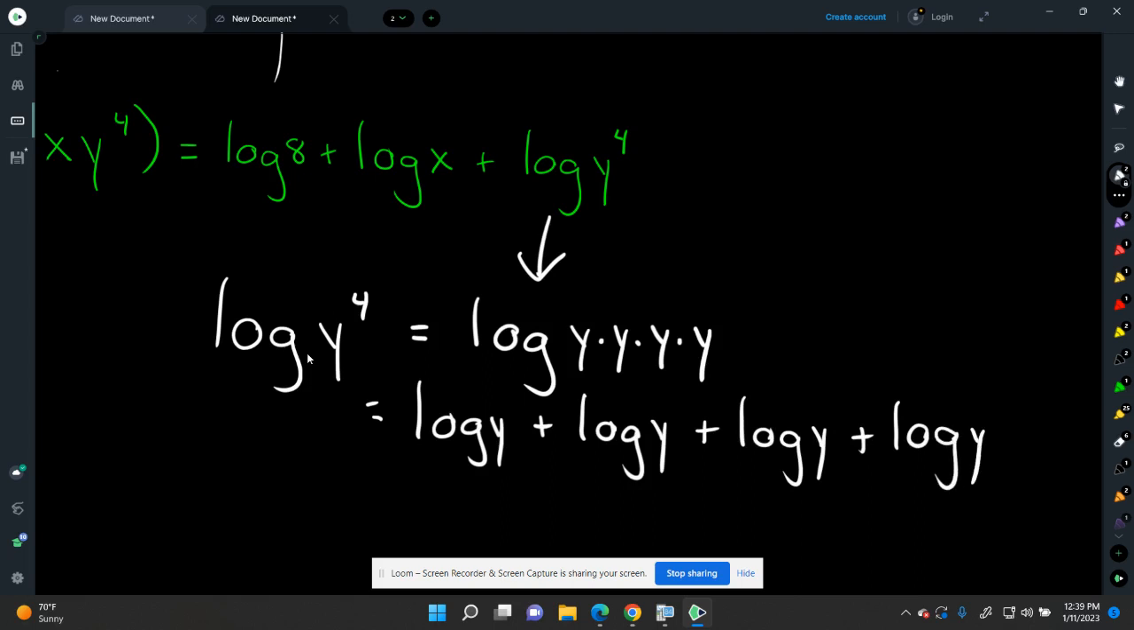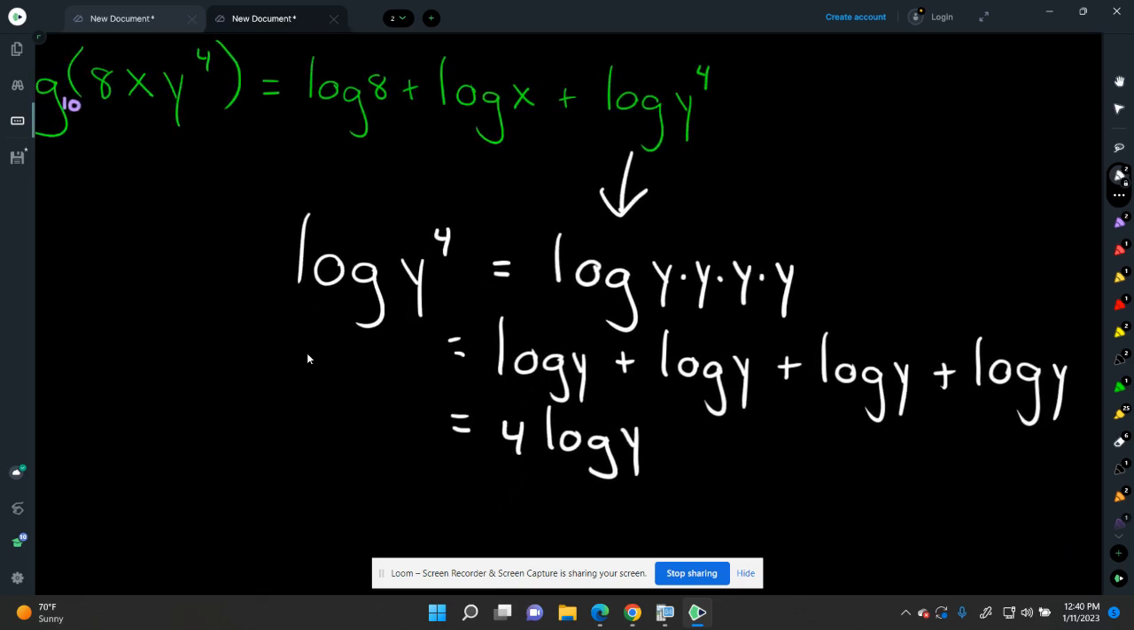Now that's kind of a pain in the neck, isn't it, to write log y plus log y plus log y. Okay, refer back to what you know about math. Is there another way of writing that? Instead of writing x plus x plus x plus x, what would you write? That would be x times x times x times x if it was multiplication. What if it's just x plus x plus x plus x? 4x. So what would this be? Log y plus, what is it? 4 log y.